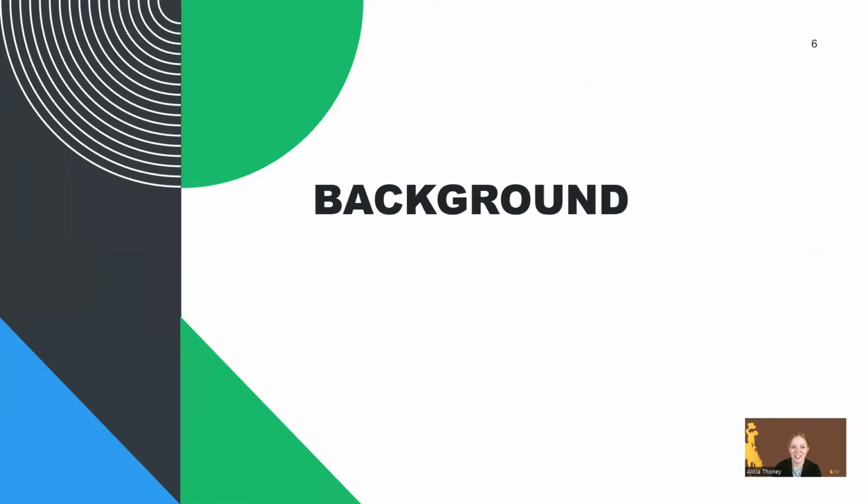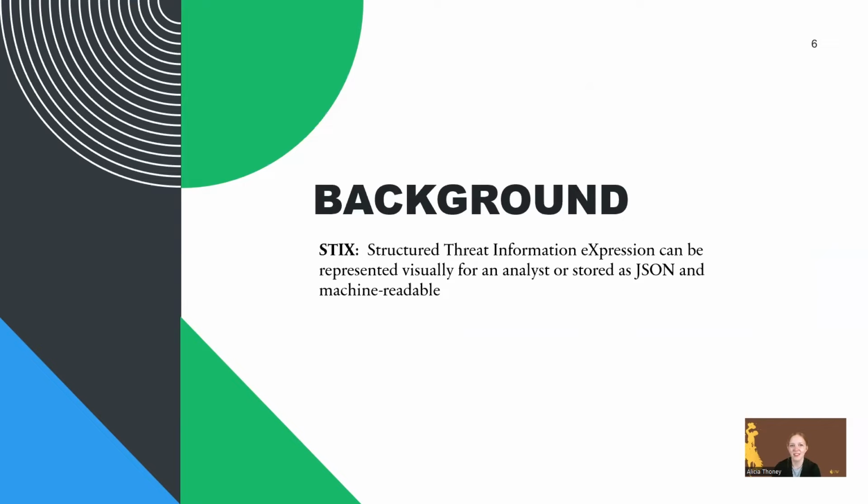The world of cybersecurity is acronym dense. Here are a few that will be referenced during this presentation. First, STIX. This is a standardized language developed by MITRE and the OASIS Cyber Threat Intelligence Technical Committee for describing cyber threat information. Structured Threat Information Expression, STIX, can be represented visually for an analyst or stored as JSON and machine readable. CTI stands for Cyber Threat Information. CVE stands for Common Vulnerability Exposures.